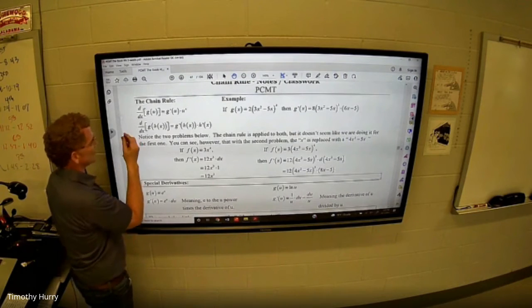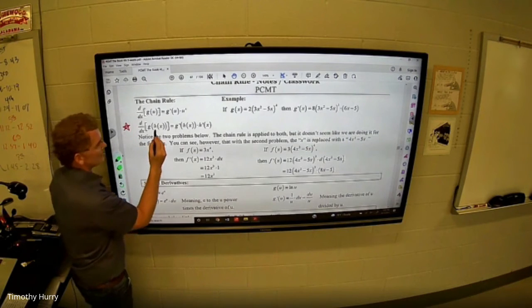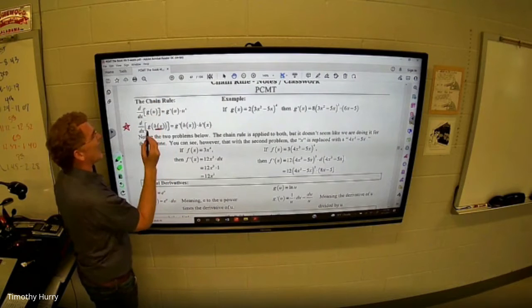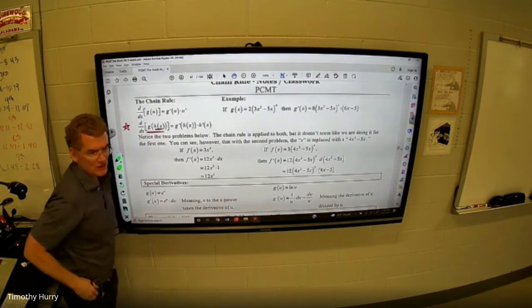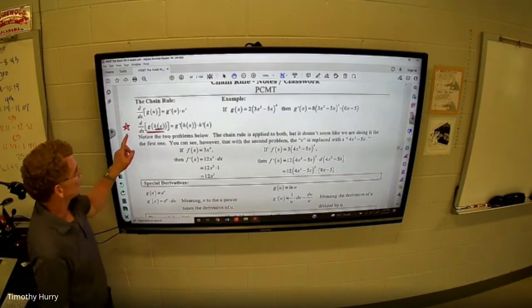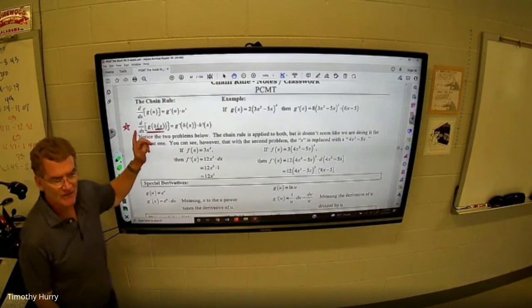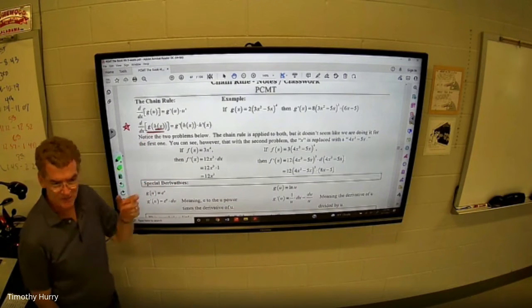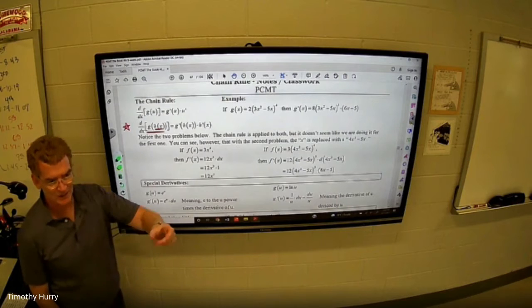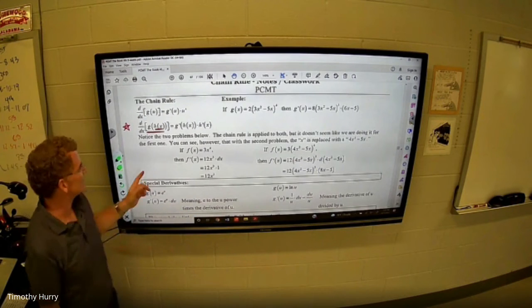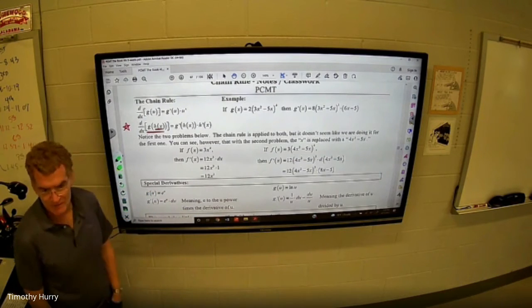This bottom definition right here that I'm putting a star by, there's an inner function inside the g function. Do not confuse this with g of x times h of x. If I had a g of x times h of x, that's a function times a function: first to second plus second to first. This is a function inside the g function.